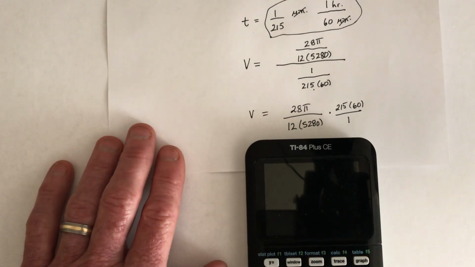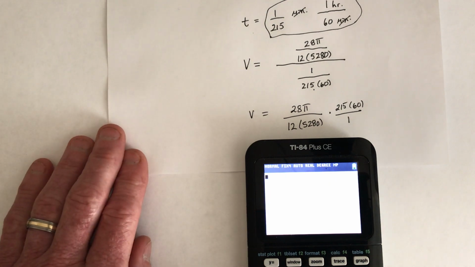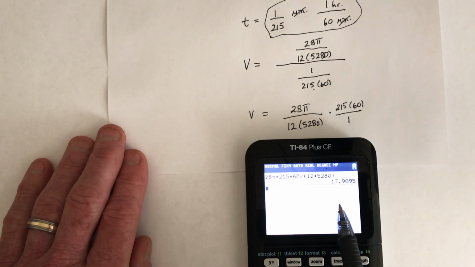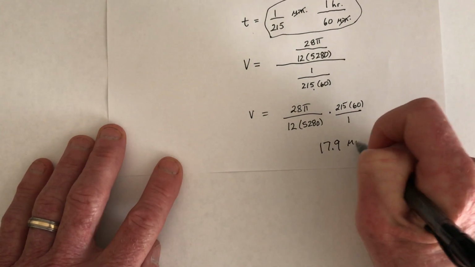So then get the calculator on the screen, and it's going to be, let's see, the numerator has a 28, a pi, times a 215 times a 60, divided by a 12 and a 5280. So the final answer, they said to go to the nearest tenth, so it's going to be 17.9. 17.9 miles per hour.